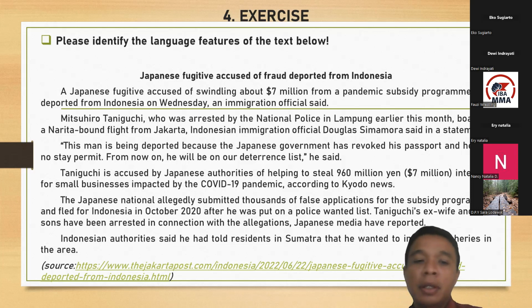The man is being deported. What is the tense used? Is it past tense or any other tenses? Not past tense. Future perfect something? Are you sure? I'm not sure about it. The man is being deported. Orang ini sedang dideportasi.